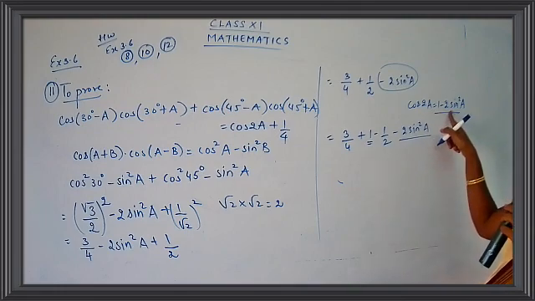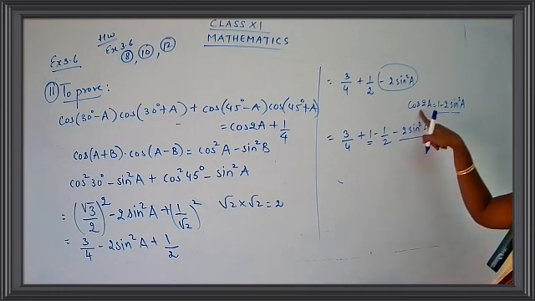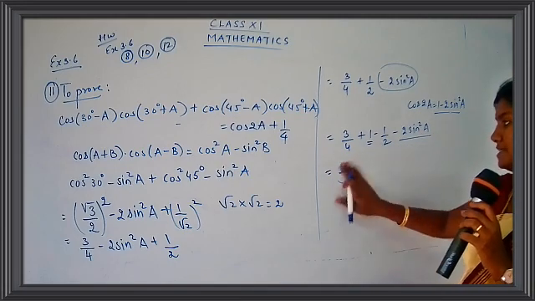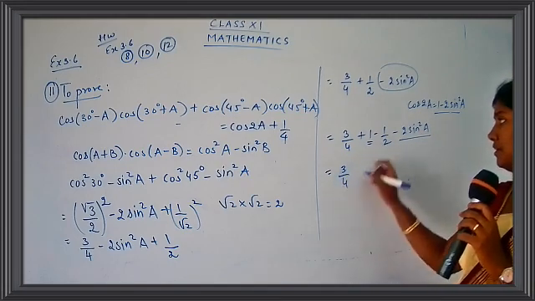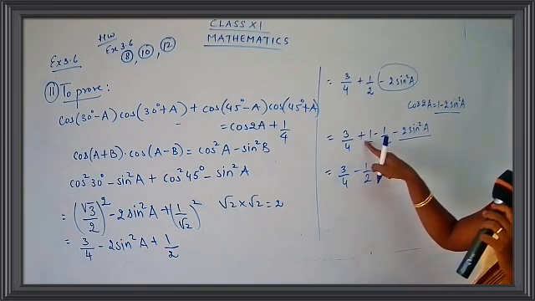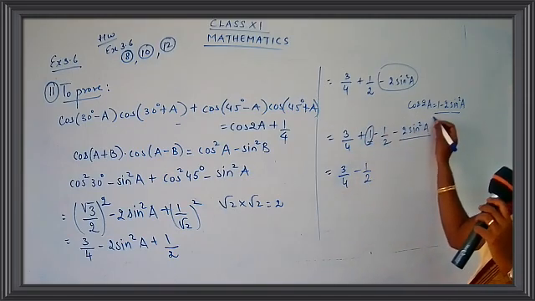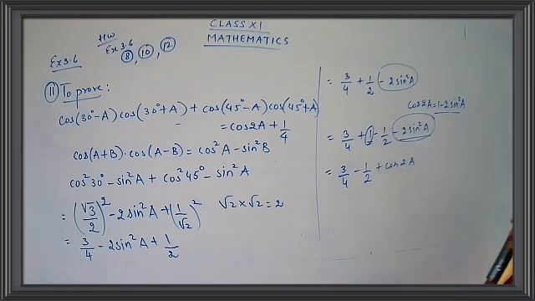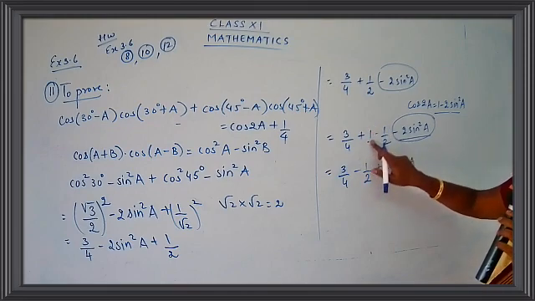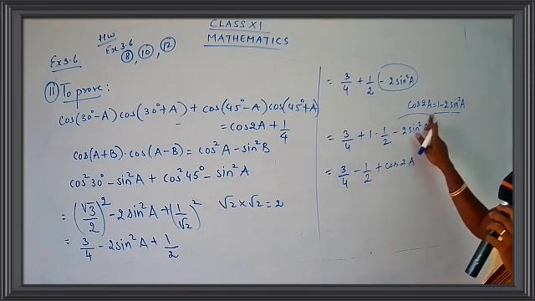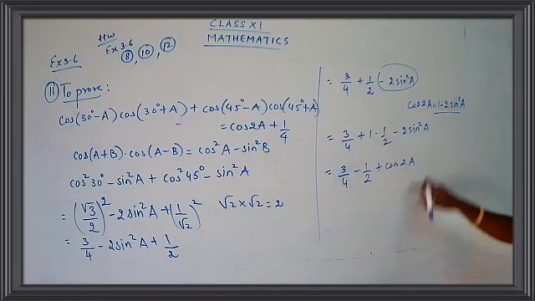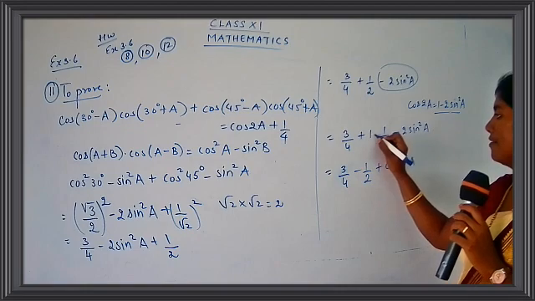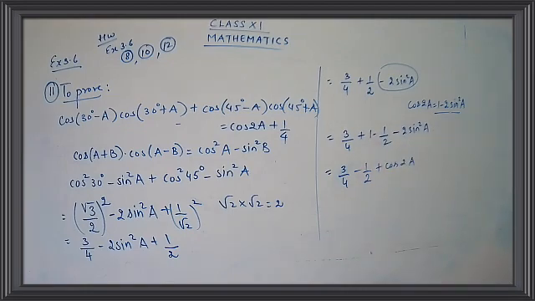What is the value for 1 minus 2 sine square a? It is cos 2a. So I'm just going to replace this as, so 3 by 4 is left here, minus half is left here. So I'm just going to write down 1 and this part as cos 2a. Clear? So 1 minus 2 sine square a. What is the value for 1 minus 2 sine square a? It is cos 2a. So I'm just going to replace it as cos 2a.